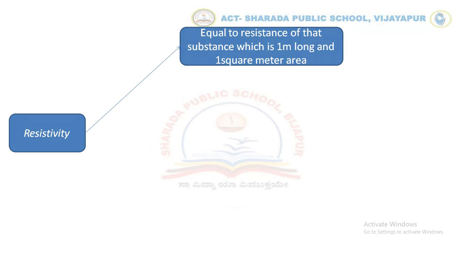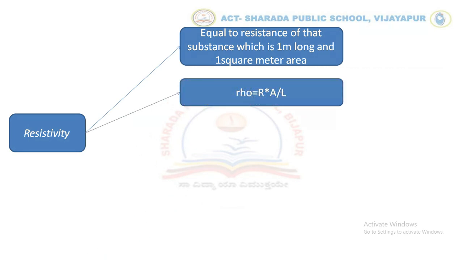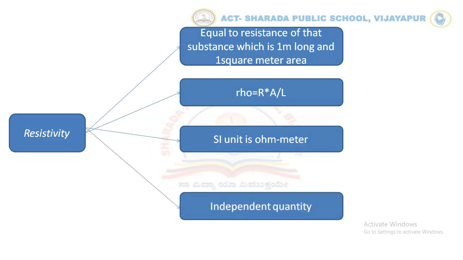Let us look at resistivity. It is equal to resistance of that substance, which is 1 meter long and 1 square meter area. Its mathematical expression rho is equals to R into A by L. Its SI unit is ohmmeter. And it is an independent quantity, means it doesn't depend on length, area and temperature.